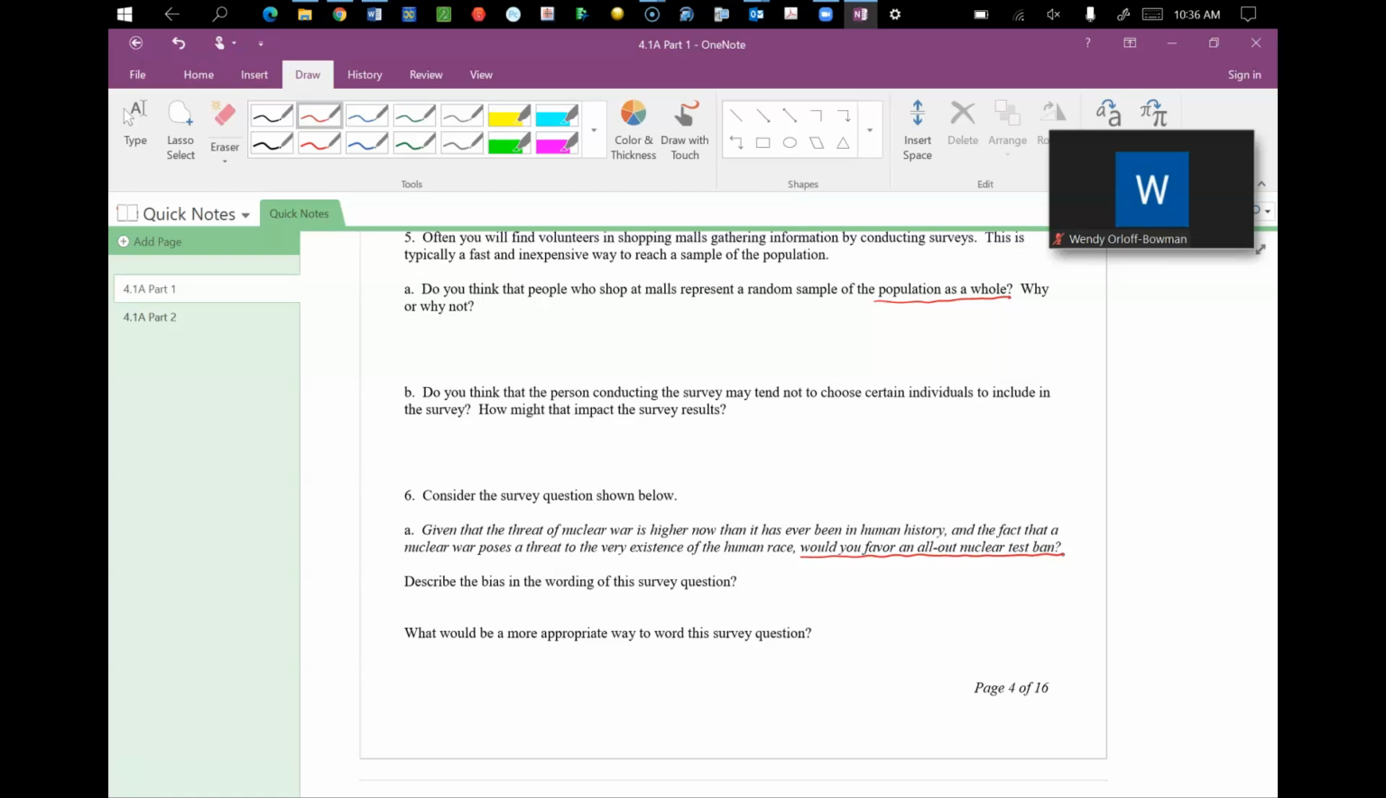So that would tend to overrepresent the portion of the population that actually favors an all-out nuclear test ban. A more appropriate way to phrase that question would simply be to ask this portion of the question right here. Would you favor an all-out nuclear test ban?